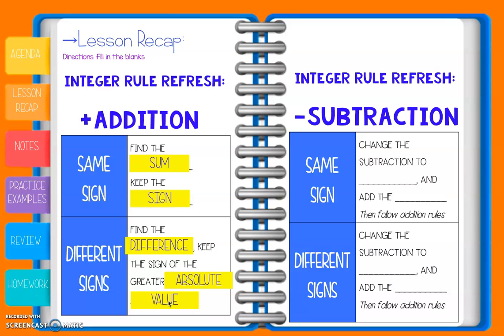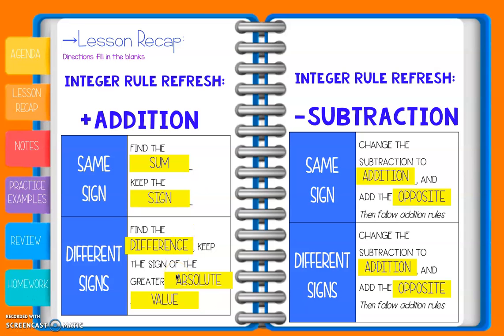Okay, some way that you might be able to remember it: if they are the same sign, you're going to find the sum. Those both start with an S. Same is sum. Different signs is the difference. They both start with a D. Now, when we do subtraction, our rule for subtraction is to change our subtraction to addition and add the opposite. And then we have an addition problem, so we'll have to come over here and follow our addition rules. Same thing if they're different signs. So change the subtraction to addition and add the opposite, and then we have an addition problem. So we'll follow whichever addition rule that we need.